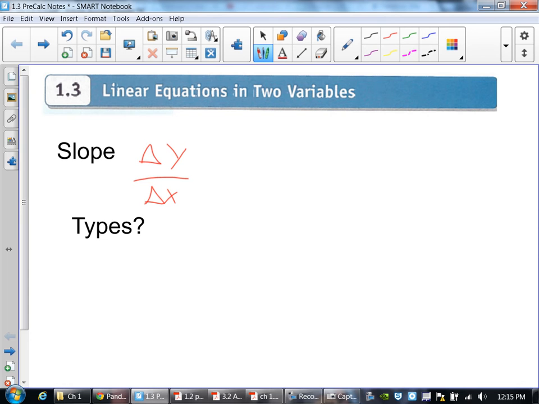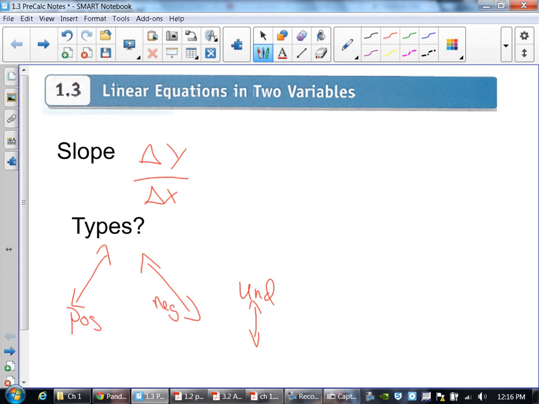How many types of slopes are there? Seven of them. No. What's one type of slope? Positive. Very good. You have a positive slope. Negative. You have a negative slope. Undefined. You have an undefined slope. What kind of a line has an undefined slope? Up and down. What do we call that? Vertical. Very good. Vertical line.